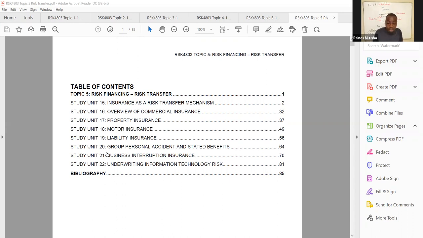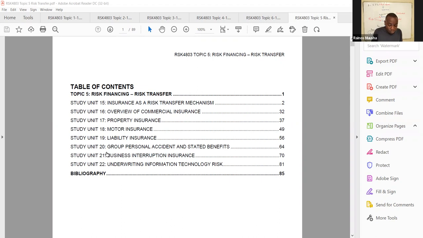Now, study unit 21 is a very important study unit, and it's also highly examinable. Sometimes they can bring this as a calculation-based question, and sometimes as a theory-based question. When you look at business interruption insurance, we're saying that an organization or entity having suffered a loss can be insured on their property or motor. They can have property insurance, motor insurance, liability insurance, group personal accident and stated benefits insurance, or even insurance on their IT systems.